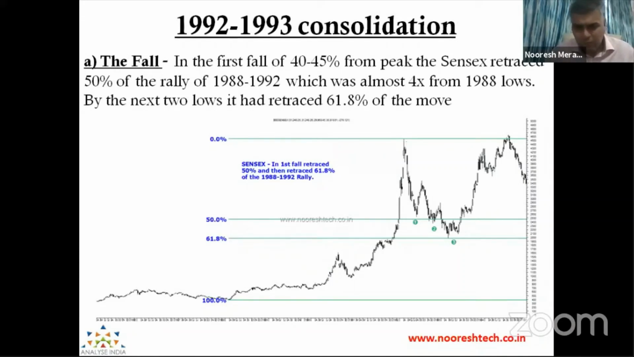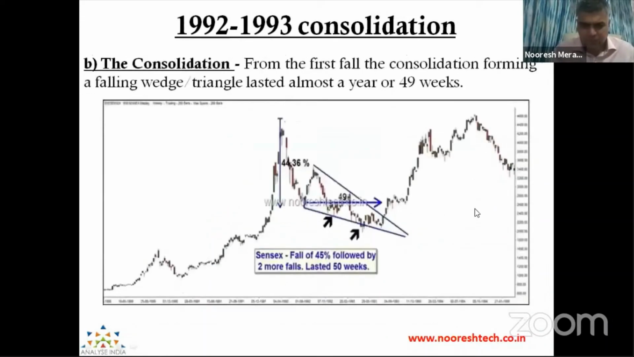So there were two new bottoms after the first leg. So the first fall was 40-45%, and retracement in the first place was 50%. So this is what I measure out with 1, 2, 3. Now this is what happened. This is what we call the consolidation.